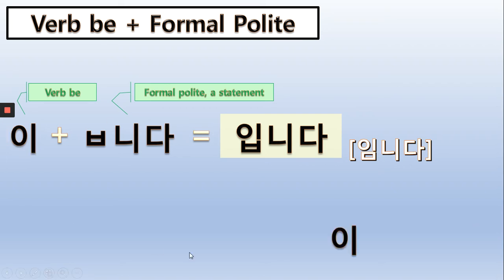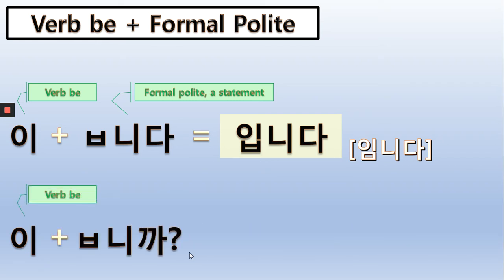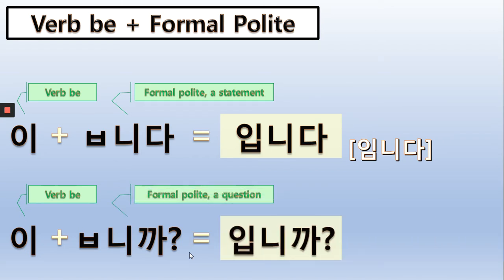How about question? Verb be 이 is the same, but the question is ㅂ니까. 이 has no 받침, so ㅂ니까. So together 입니까. And the pronunciation is also not as written, we pronounce it 임니까. Okay, 외국 사람입니까? Are you a foreigner?